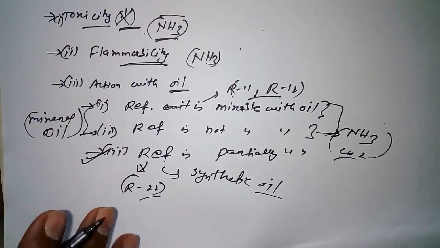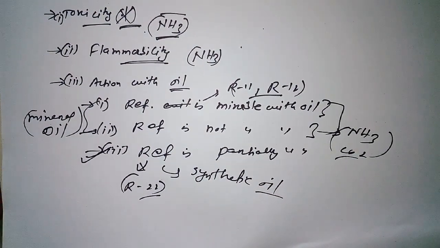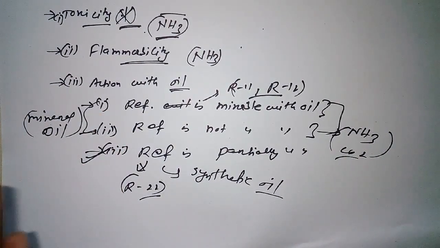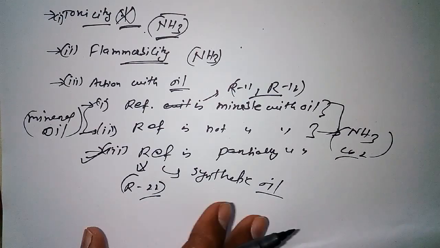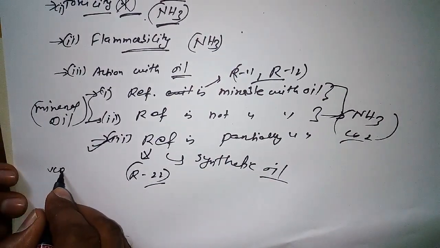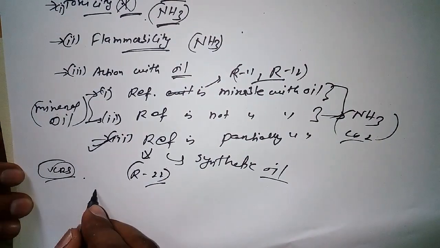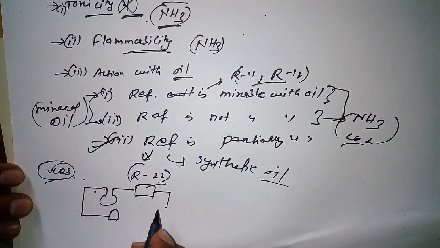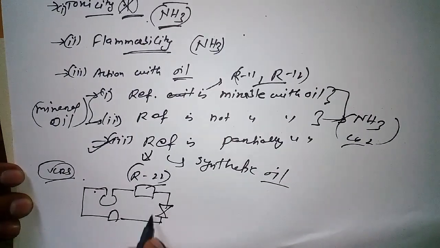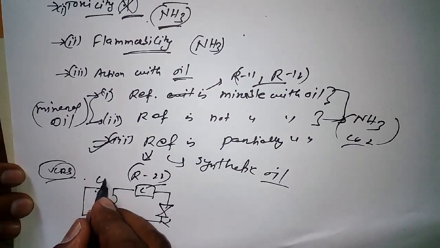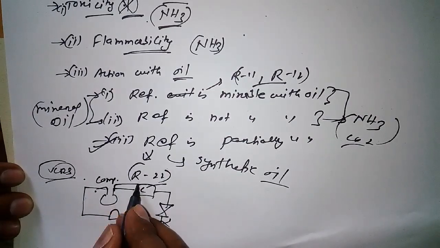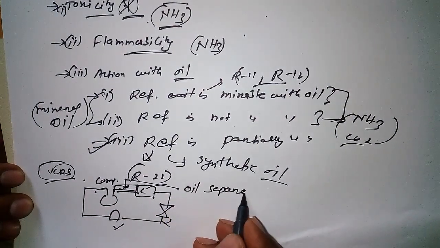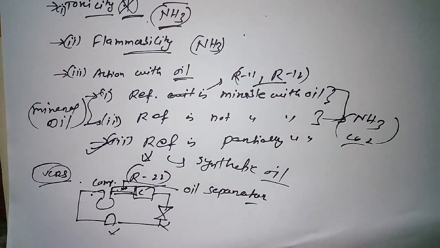Most important, my dear, you need to understand this. So for action with oil, there are three things I have already shared with you. Now we always use an oil separator between the compressor and condenser. If you see the VCRS cycle, this is one of the basic cycles. You see a compressor, then condenser, here evaporator, here throttle valve. Between the compressor and condenser, we are using the oil separator, so that the oil will separate from the refrigerant.